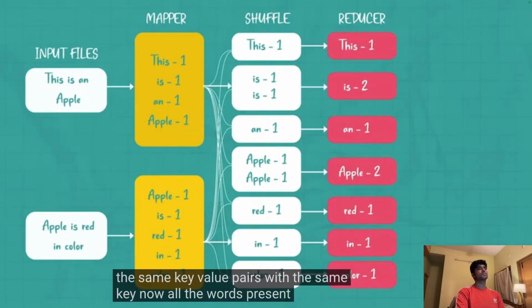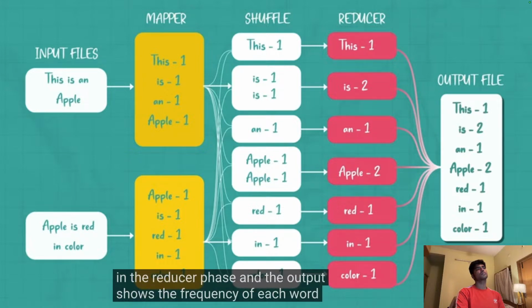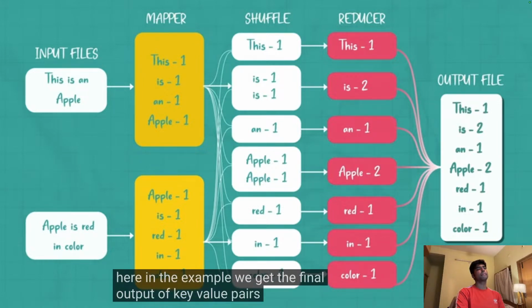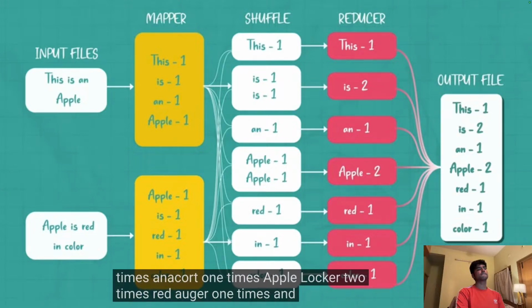Now all the words present in the data are combined into a single output in the reducer phase. And the output shows the frequency of each word. Here in the example, we get the final output of key value pairs as "this" occurred 1 time, the word "is" occurred 2 times, "an" occurred 1 time, "apple" occurred 2 times, "red" occurred 1 time, "in" occurred 1 time, and "color" occurred 1 time.